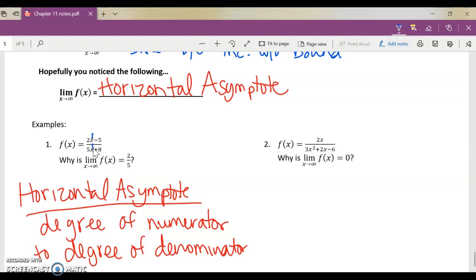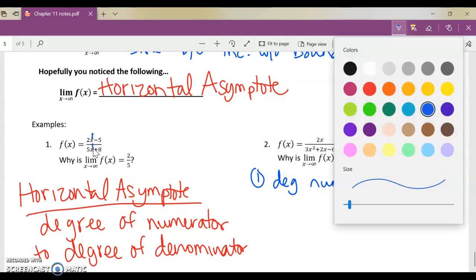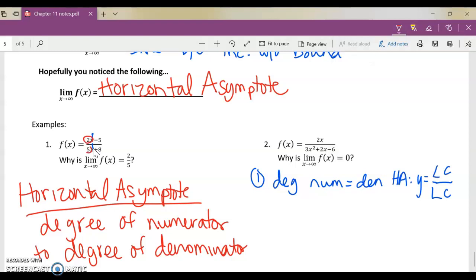And you compare those degrees. So here's situation number 1. If the degree of the numerator equals the degree of the denominator, then your horizontal asymptote is at y equals the lead coefficient of the numerator divided by the lead coefficient of the denominator. So notice on number 1 that the lead coefficient was 2, and then the lead coefficient on bottom was 5. So I took this 2 and this 5, 2/5. Anytime that the degrees are equal, that's what you do.